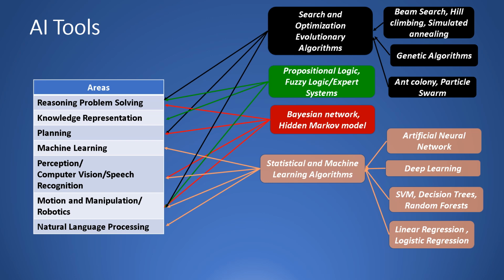Now if you look at the problem areas for say problems of reasoning or say problem solving, you can consider this to be something like an optimization problem, or you are searching in a search space for an optimal solution. You can also think of this as evolutionary algorithms. So in this particular space, you have algorithms like beam search, hill climbing, simulated annealing. You also have genetic algorithms. You also have ant colony optimization. You have particle swarm optimization. So these search algorithms can also be applied in the space of robotics.